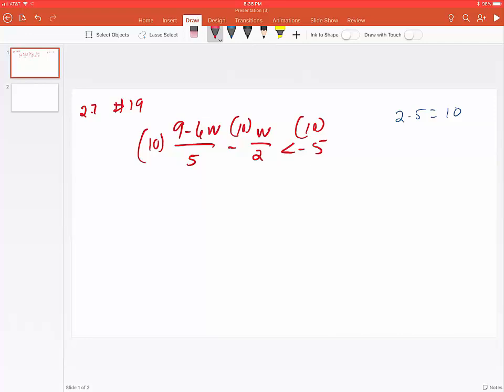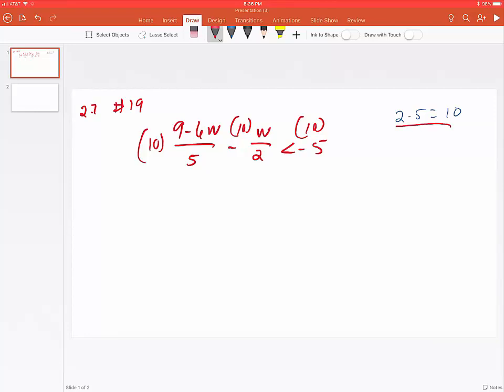So when you have a fraction like this, or two fractions, if the smaller value, in this case the 2, divides the larger denominator, then you can multiply everything by whatever this larger denominator is. If it doesn't, this is probably the easiest thing to do.